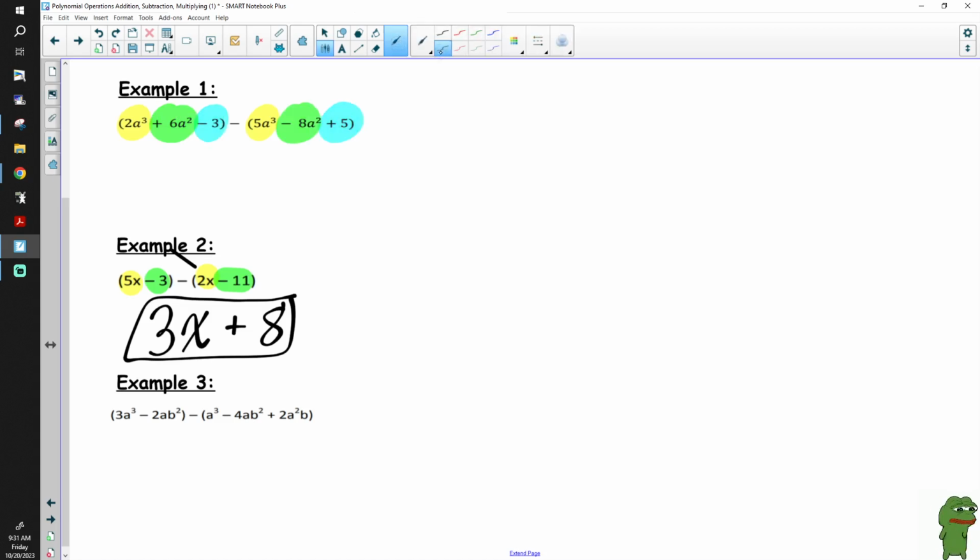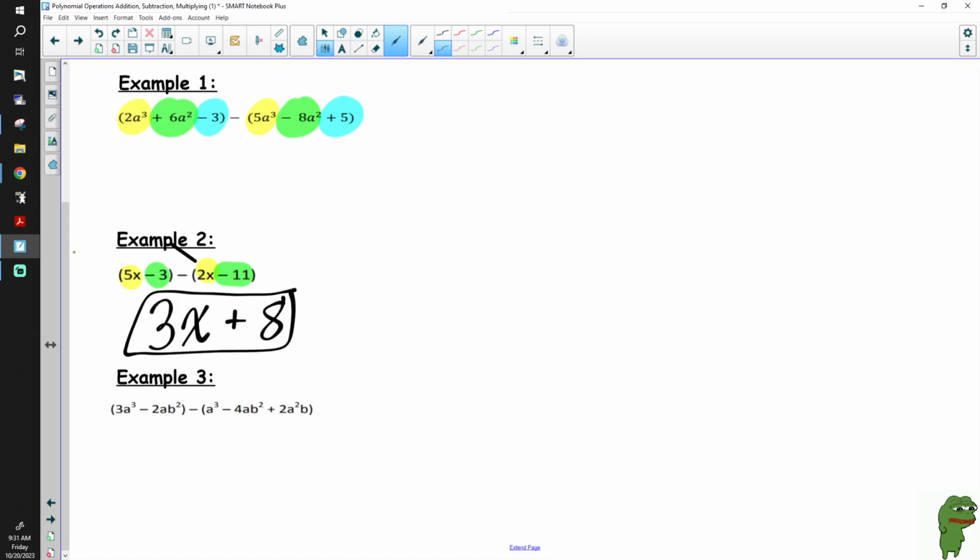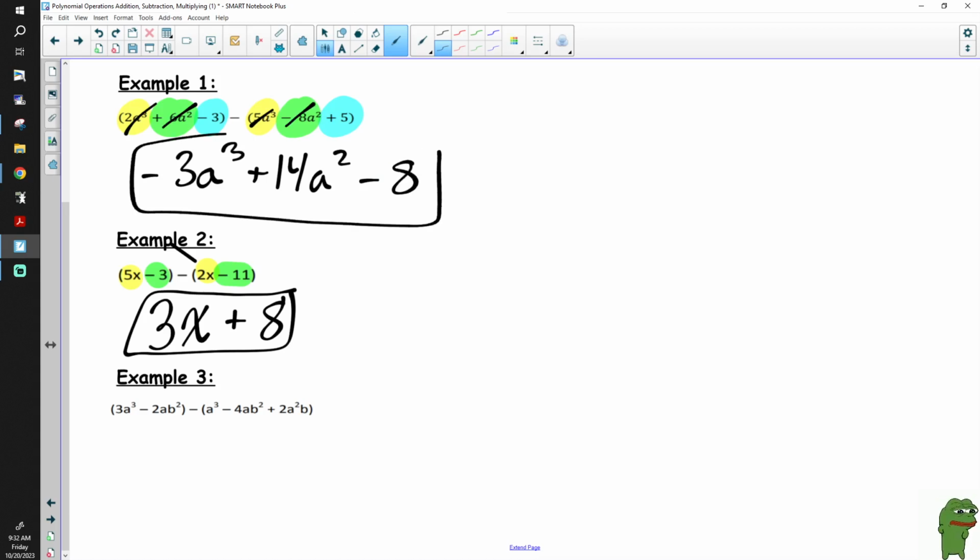Check example 1. 2 minus 5 gives you negative 3a to the third. 6 minus negative 8 gives you positive 14a squared. And negative 3 minus 5 is negative 8. Oh, okay. There is your medium. Did I mess up? No, I didn't. 6 minus negative 8, that's 14.